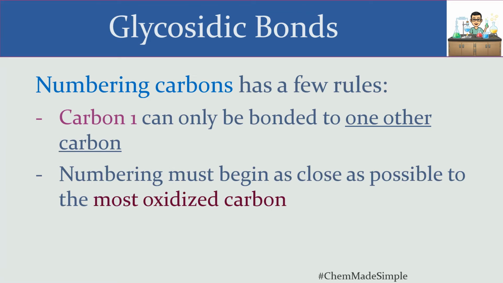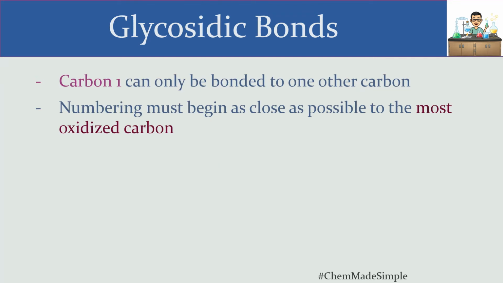Now, when we start numbering our chain, sometimes we may have a couple of different options for where we can start. Whatever you do, make sure to identify the most oxidized carbon first, and we mean that in a biochemistry sense. We're looking for the carbon that's bonded to oxygen the most number of times. Once you figure out which carbon that is, you need to begin your chain as close as you can to that most oxidized carbon. So those are the rules. Let's try to apply them.